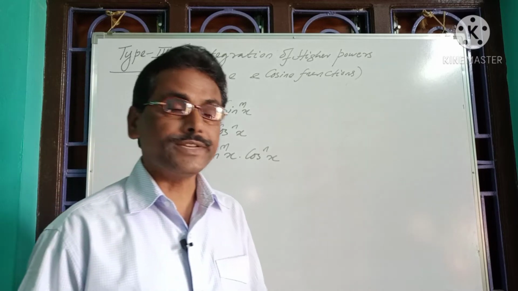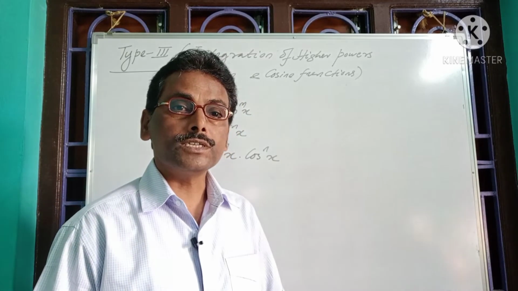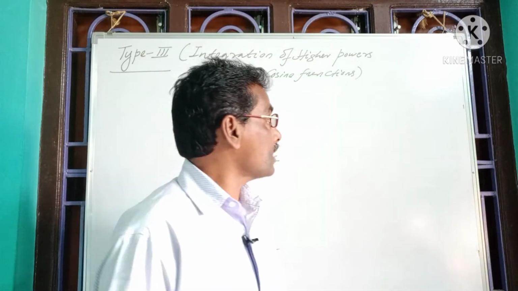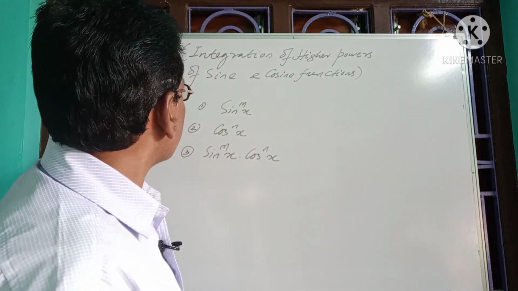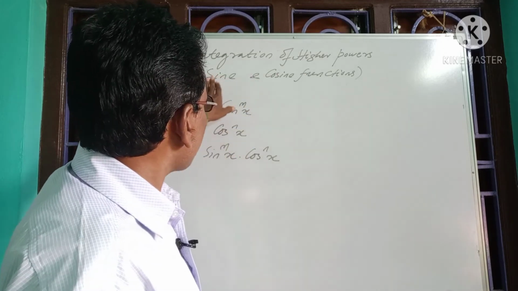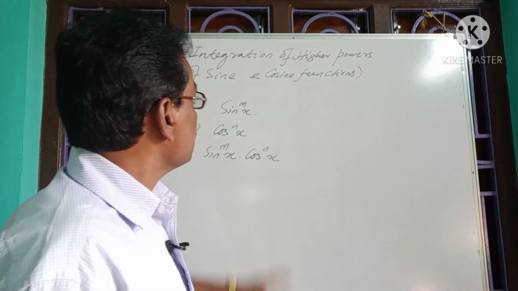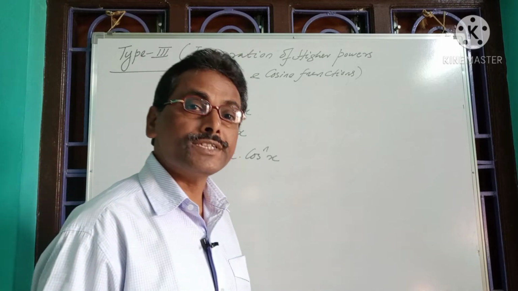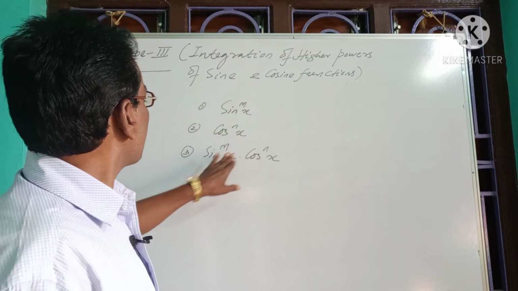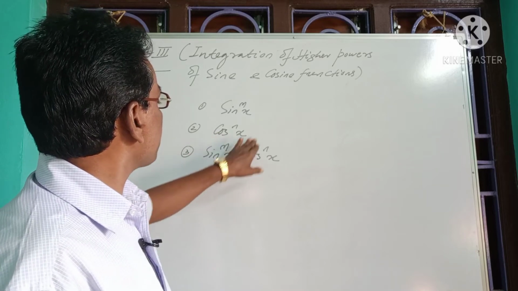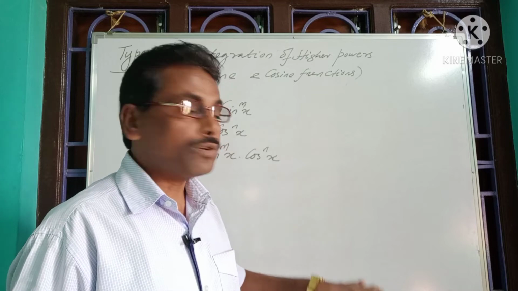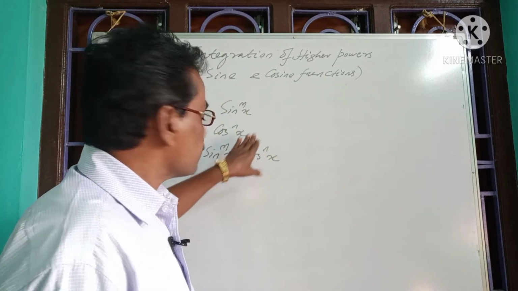We are in the process of integrating trigonometric functions. In this process we have already completed type 1 and type 2. Now let us start with type 3. In type 3 we have to integrate higher powers of sine and cosine functions. So we may come across integrands like sine to the power m x, cos to the power n x, or sine to the power m x into cos to the power n x, where m and n are both positive integers. So these integrands are not directly integrable.